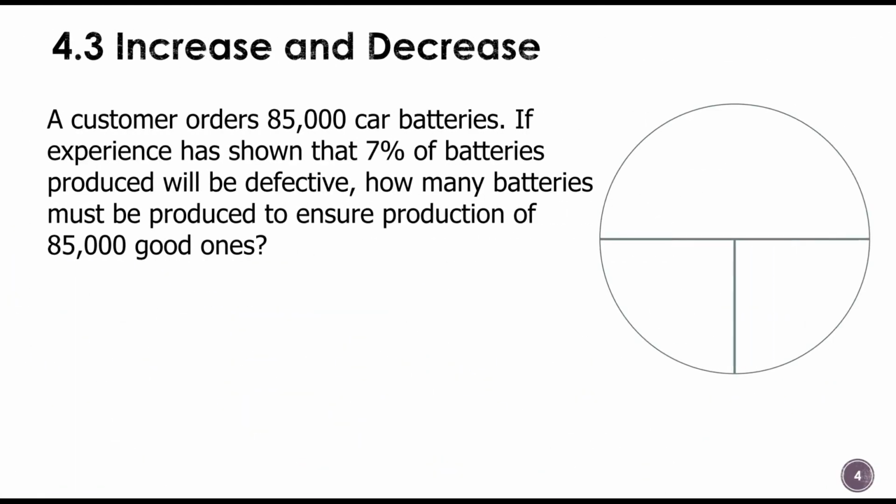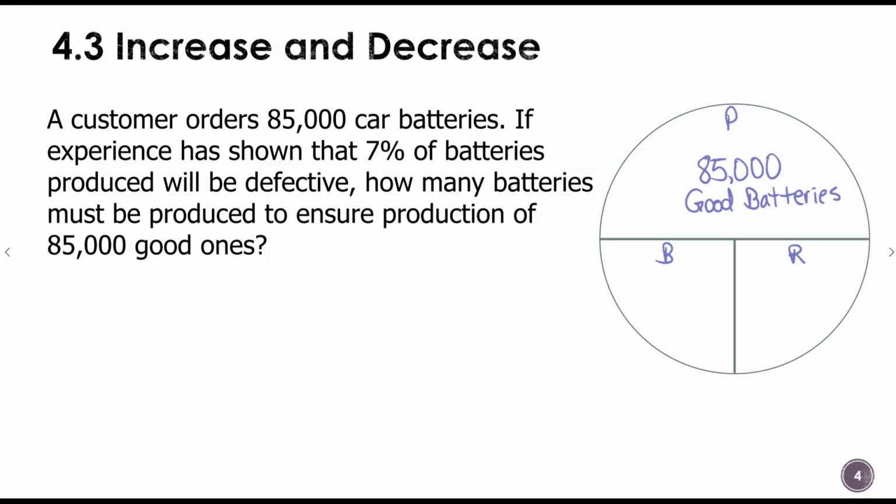Okay. I'm going to tell you up front, this is one of those ones that can be tricky. Okay, and so let's label portion, base, and rate on our circle. A customer orders 85,000 car batteries. If experience has shown that 7% of batteries produced will be defective, how many batteries must be produced to ensure production of 85,000 good ones? So I'm going to write the 85,000 good batteries here.